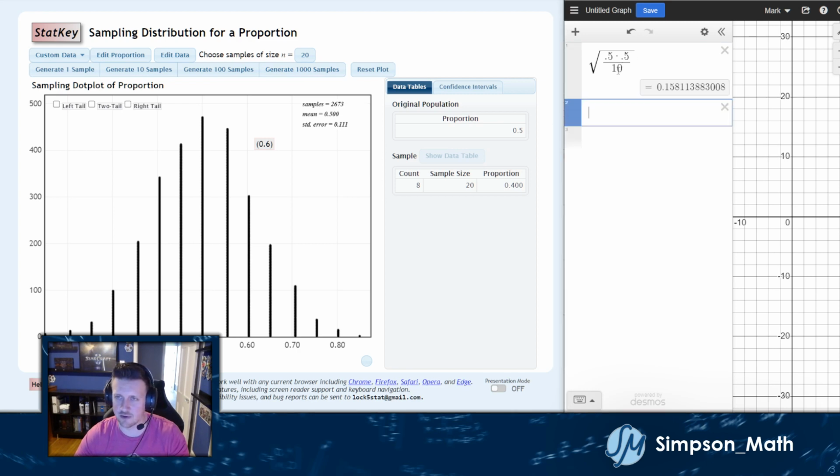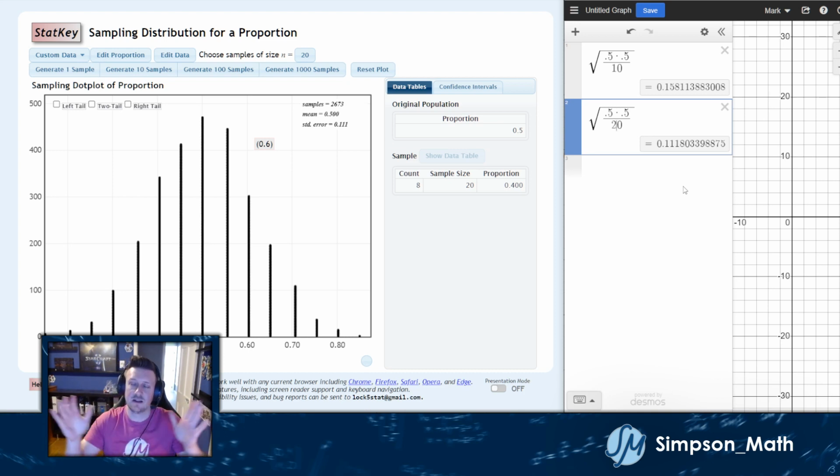Well, let's see what happens if I increase my sample size. I'm just going to copy and paste. Notice that the variability got smaller. This is consistent with what we studied in, I think, 5.4. When we increase our sample size, the variability decreases, which should make sense.